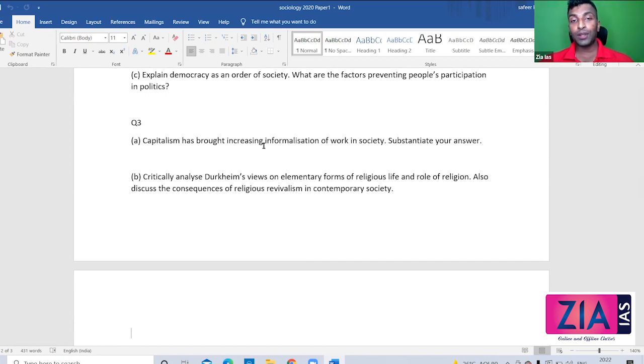Second one: critically analyze Durkheim's view of elementary forms of religious life. That is the theory of religion. Directly 20 marks I'm getting. Also discuss the consequences of religious revivalism in contemporary society. So we are getting a question on the theory part, and second, on revivalism. I can explain the concept of revivalism, I can explain the consequences also. That is going to be a beautiful answer also.